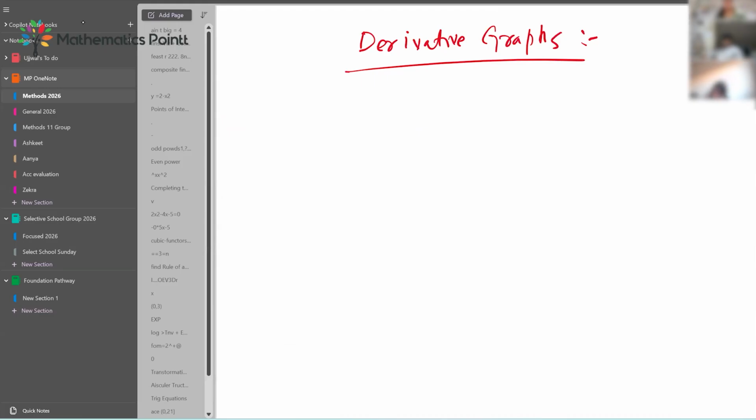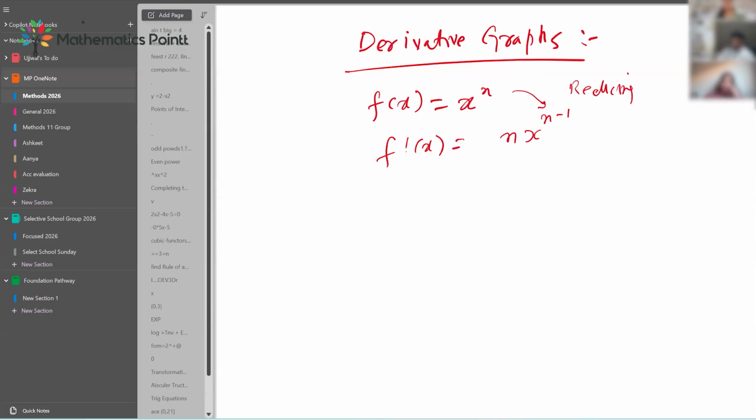As in we did that last week. But what exactly is derivative doing to my function? So if I have a function f of x equals x raised to the power of n, and I say f dash x, so what is that? n x raised to the power of n minus 1, right or wrong? That is what we know. So what exactly is it actually doing to us? It is reducing the power by 1, right? It reduces the power by 1.